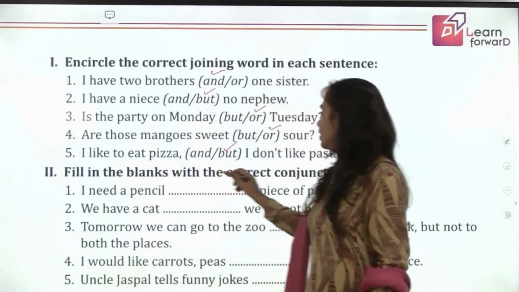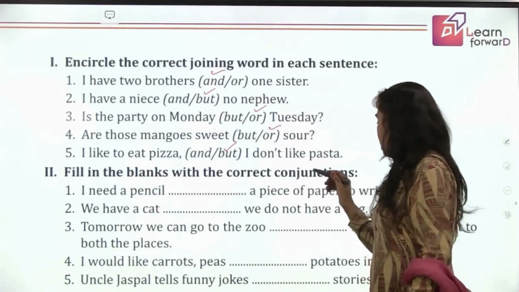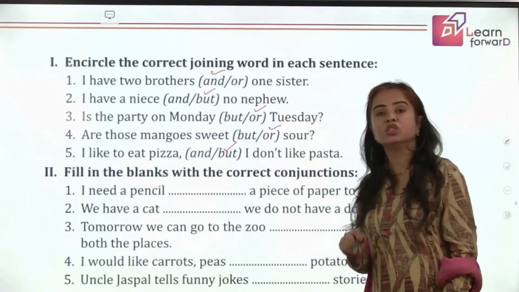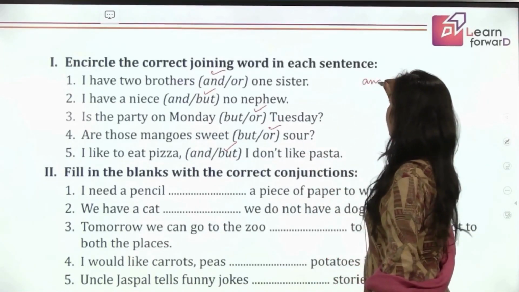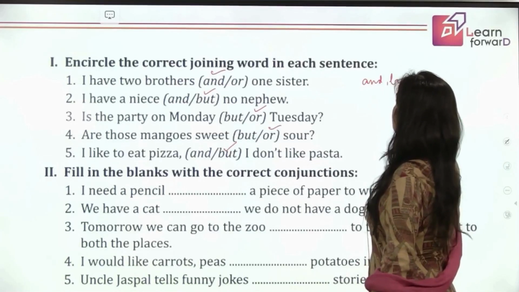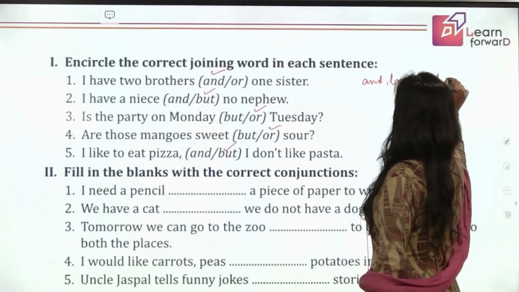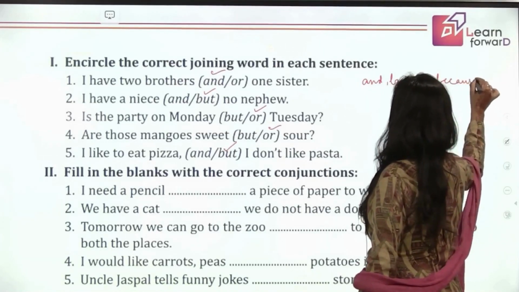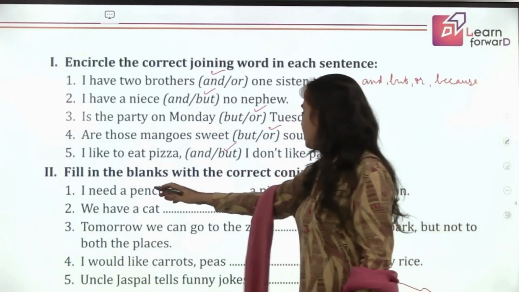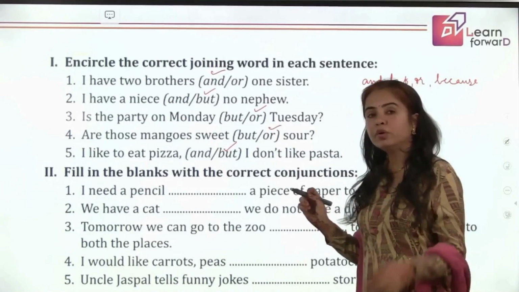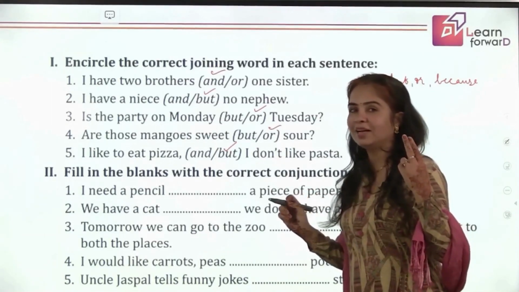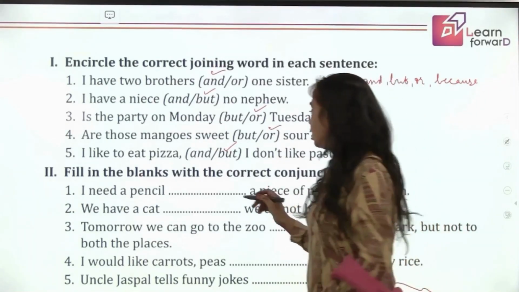Fill in the blanks with the correct conjunctions. Now here you will be using the conjunction yourself. The 4 conjunctions we have learned: and, but, or, because. Okay, so we'll just see which one goes here. I need a pencil and a piece of paper to write on. So do you need both things? Do you need them together? Yes, a pencil also and paper also.